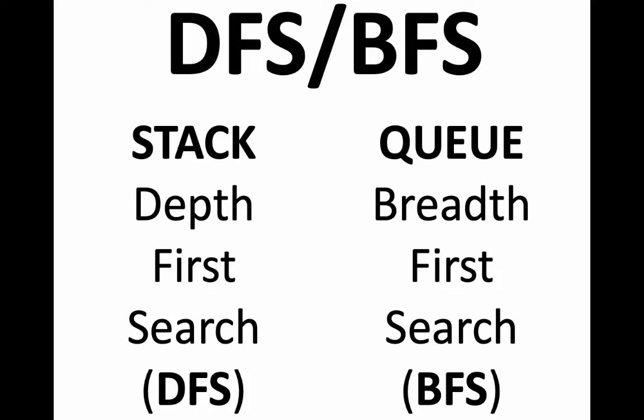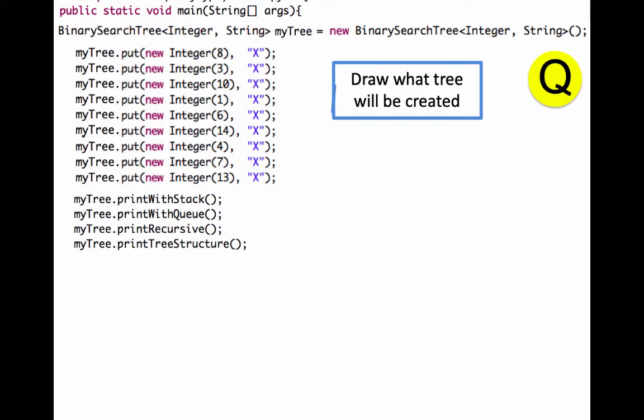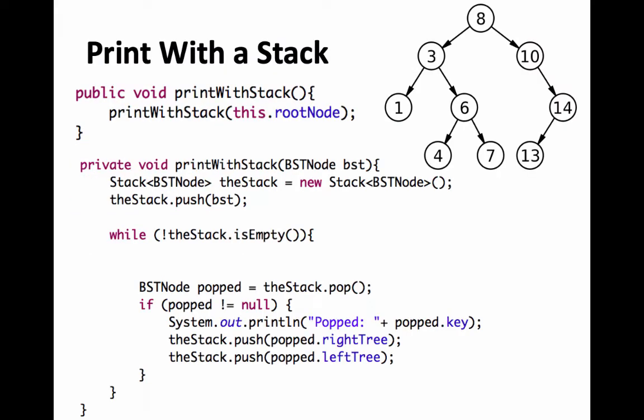Here we're going to look at how you can use the data structure a stack to do a depth first search and use a queue data structure to do a breadth first search. In a previous video, you traced through what tree would be created by the following code, and that tree is shown on the top right.